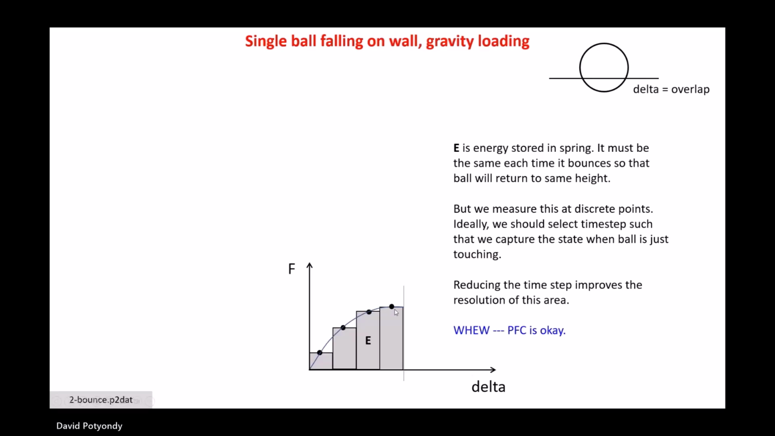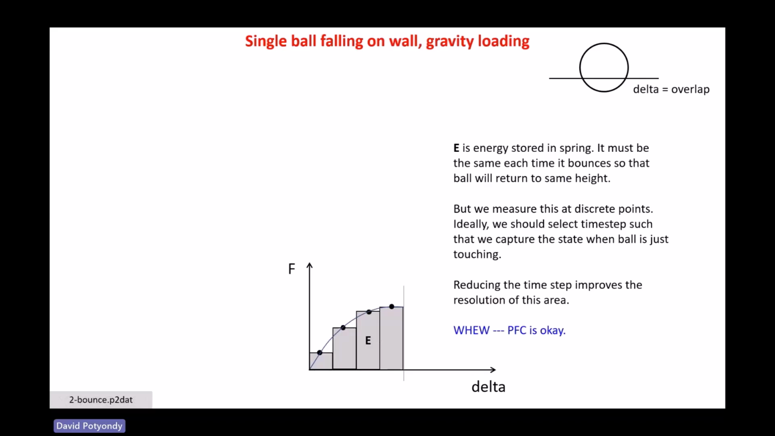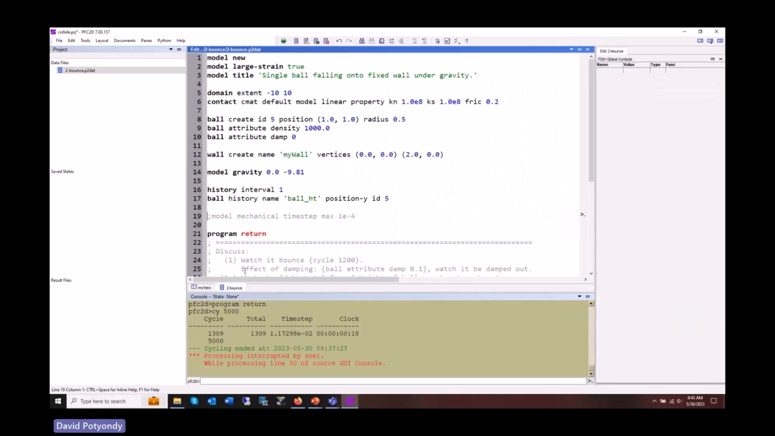Now, if this hypothesis is right, as we reduce the size of the time step, this should converge to this here, and we should have the same energy stored in the spring at the bottom. Okay. And so let's actually demonstrate that.